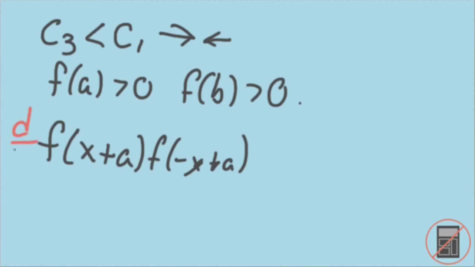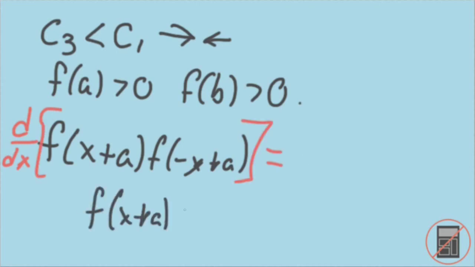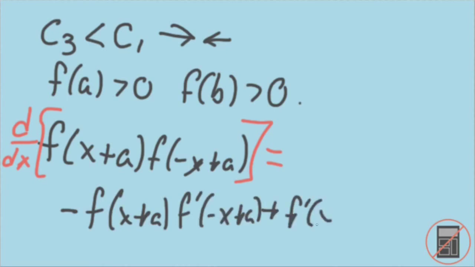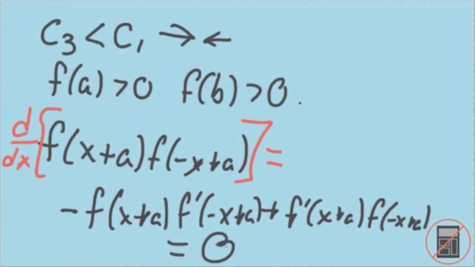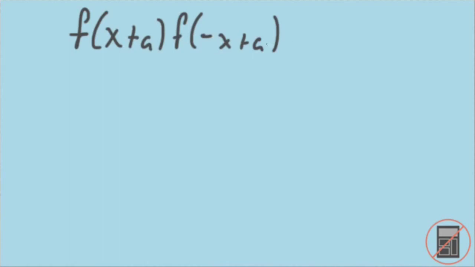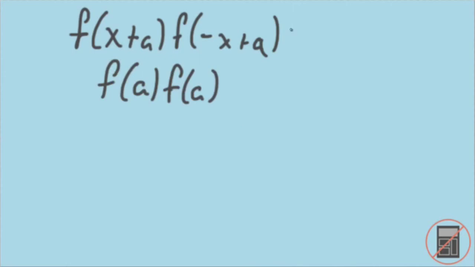If we take the derivative of this, we end up getting f of x plus a times negative f prime of negative x plus a plus f prime of x plus a, f of negative x plus a. However, since all the derivatives are equal to their functions themselves, we're actually going to find that this all cancels to 0. So that means that we have f of x plus a times f of negative x plus a is some constant. Now, if we plug in 0, we would end up getting f of a times f of a. So we get that this is equal to f of a squared, which is going to be positive.